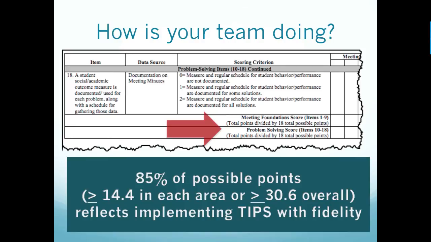Go ahead and look at your scores now in meeting foundations and problem solving. If you have 15 points or more in each of those areas, you're implementing with Fidelity. If you're not quite there yet, go ahead and review your scores. Any areas where you had 0s or 1s, you might want to put together an action plan on how you can get to the level that you're implementing with Fidelity so that you can have effective and efficient problem solving.